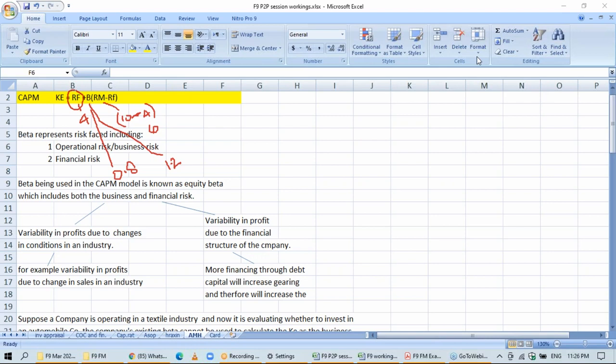So let's move on to the further discussion and complete the discussion at least before ending today's class. So students, let's move ahead.